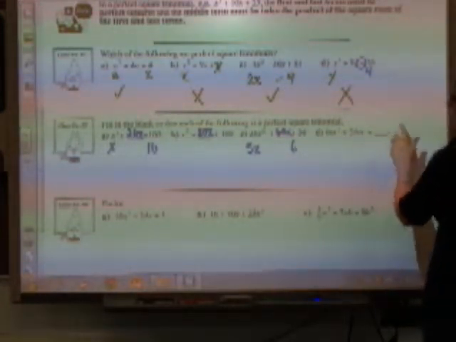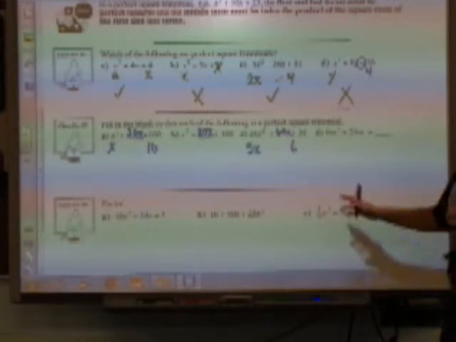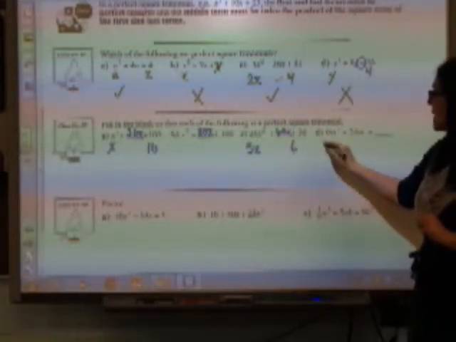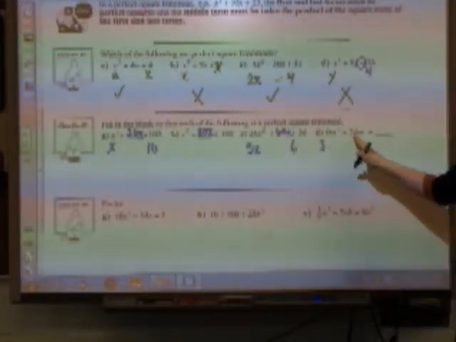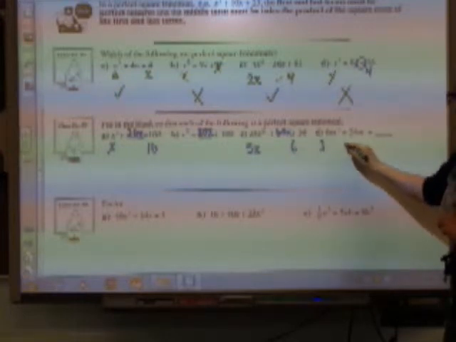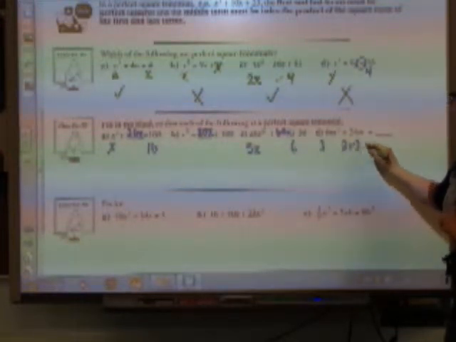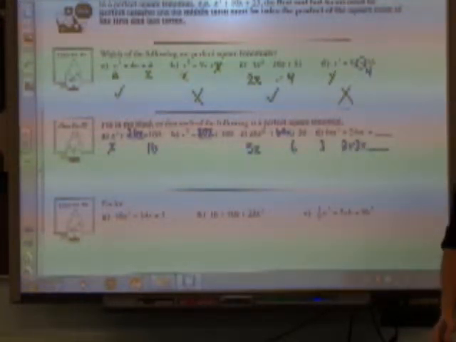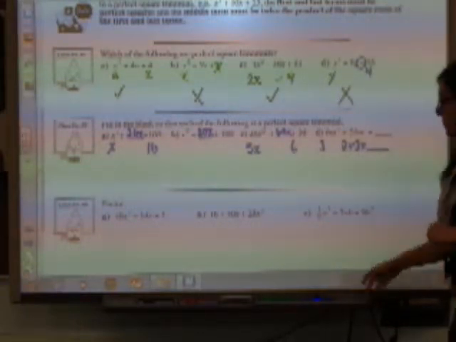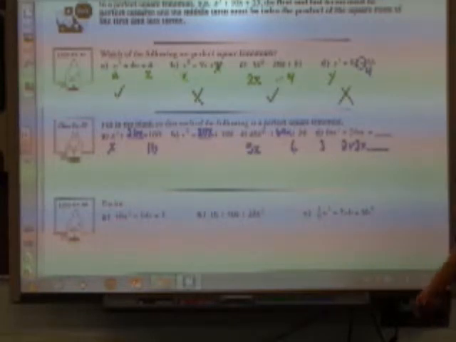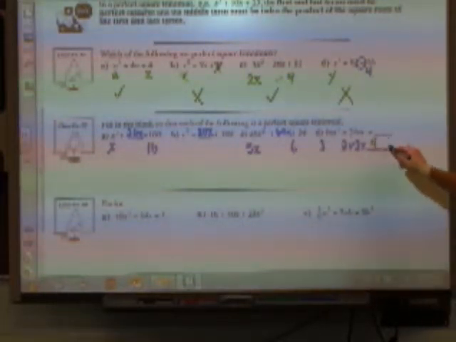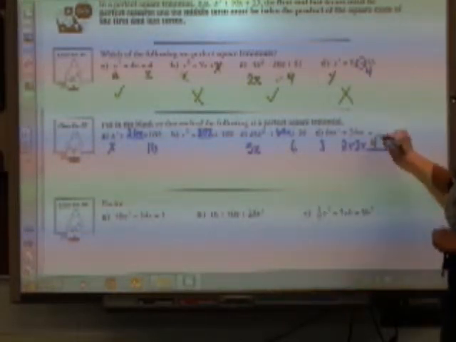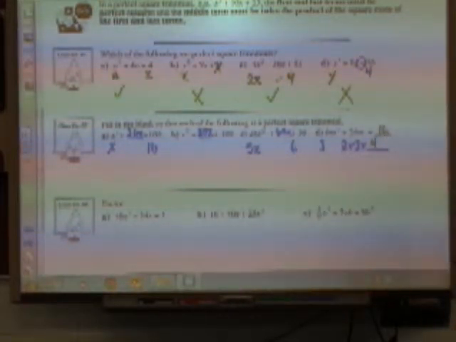Now in the last one, I'm missing the last term. So I square root this and I get 3. To get the 24, I know that I had to go 2 times 3 times something. What is that something? 2 times 3 is 6. 6 times what equals 24? It's 4. So then to get my last term, I'm going to take the 4 and square it, and I'll get 16.